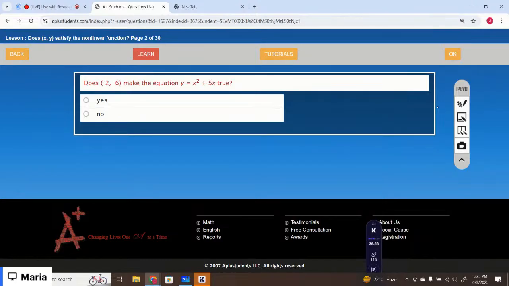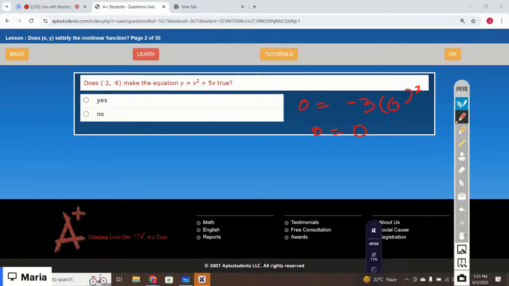Does negative 2, negative 6 satisfy the equation y equals x squared plus 5x? Y is negative 6, which equals negative 2 squared plus 5 times negative 2. Negative 2 squared is 4 and 5 times negative 2 is negative 10. Negative 6 equals negative 6.